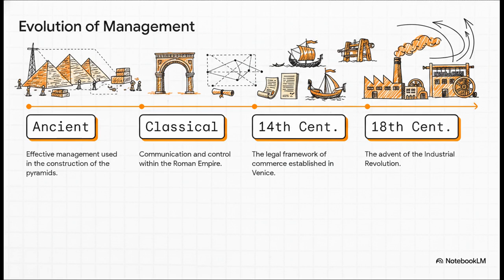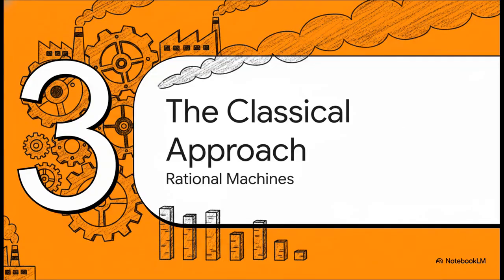But the absolute biggest historical turning point arrives with the Industrial Revolution. By the turn of the 20th century, this specific catalyst put the science and practices of management on a rapid, relentless path of formal development. Basically, factories grew massive, and all that chaos demanded order. Which brings us to section 3, the classical approach.